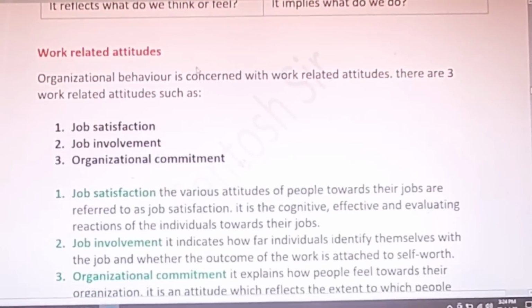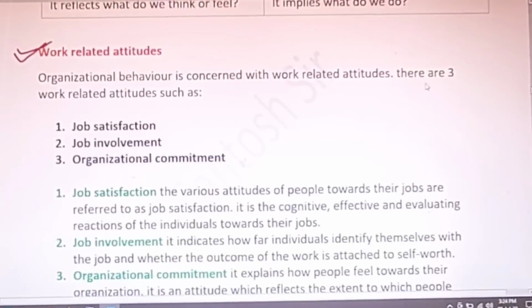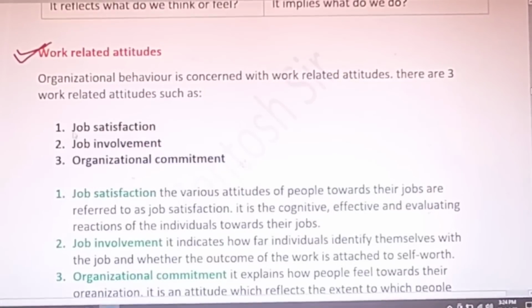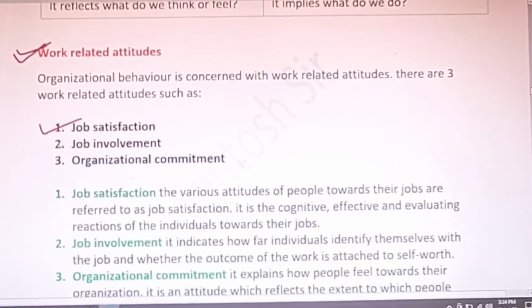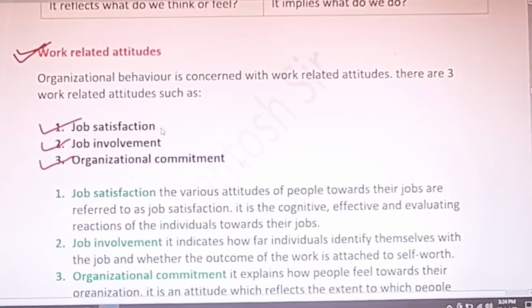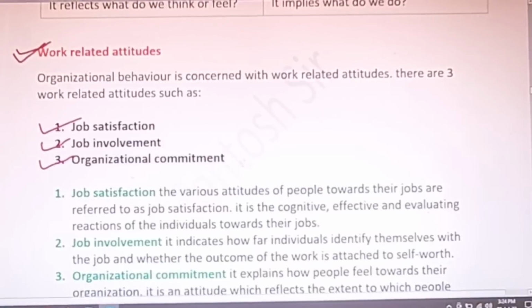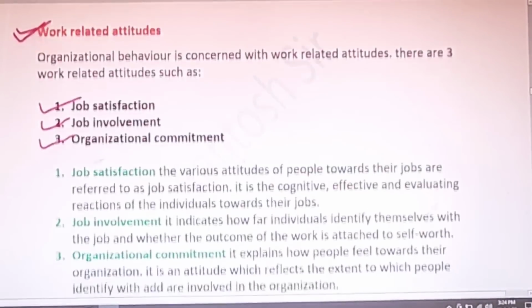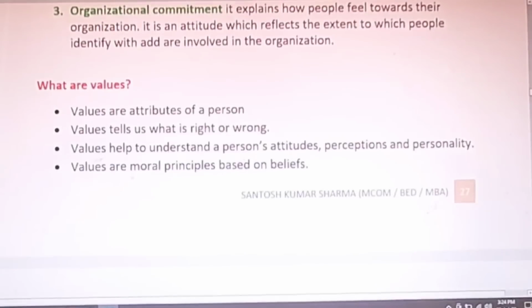The next question is work related attitude. And I think this question will strike in this year's exams. Okay, very important one. Organizational behavior is concerned with work related attitudes, and basically there are three types of work related attitude that we have: job satisfaction, job involvement, and organizational commitment. So, how satisfied we are with the job, that is called job satisfaction. How much we are involved in the job, that is involvement, and organizational commitment refers to the working conditions of the organization.